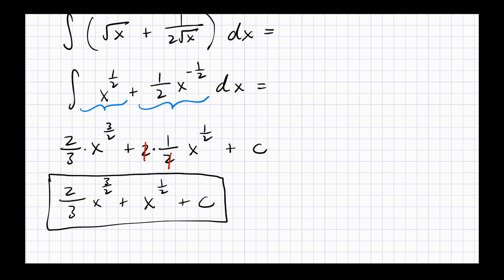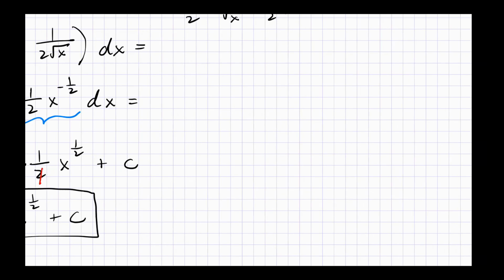All right, let's try at least one more. Let's see here. How about this one? X to the 4th minus 3x squared plus 5 divided by x over 4 dx.